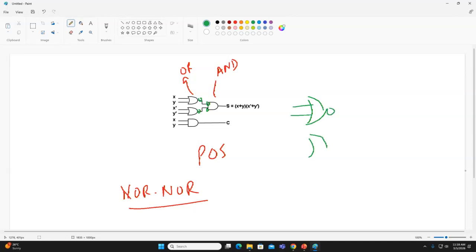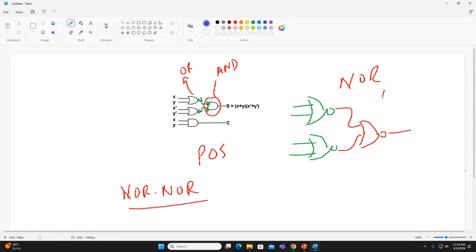The first NOR gate, and then we have the second NOR gate, and now we push the bubble to the output side. Can you see this part? Then we have the bubble on the output side, which is the red color, and this will be a NOR. So this is a NOR implementation.